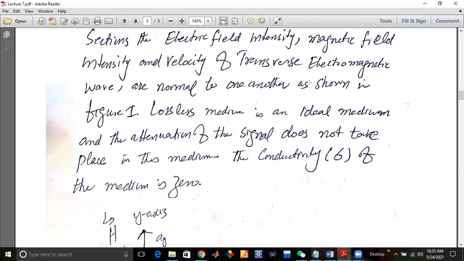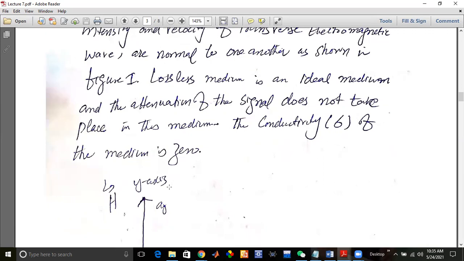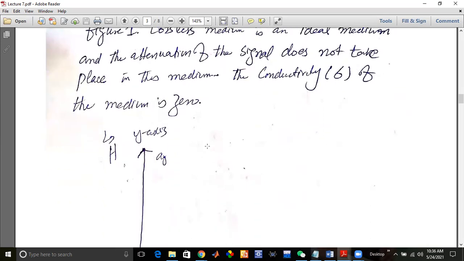The lossy medium is the medium in which attenuation of the signal takes place, and these are the practical media. For example, wireless communication, and for optical fiber communication, the optical fibers made of glass and plastic are lossy media. So if the signal doesn't attenuate, it means that the conductivity sigma of the medium is zero. There will be no conduction current.